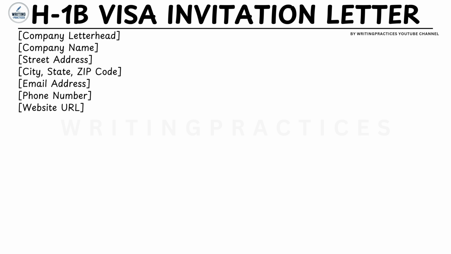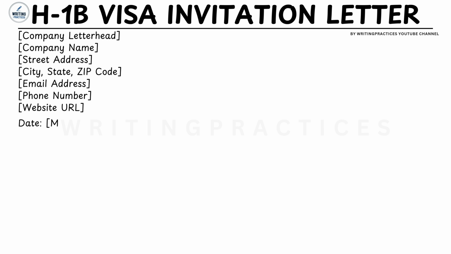For example, your header might look like this: Global Tech Solutions Inc., 123 Innovation Drive, Austin, Texas 78701, hr@globaltechsolutions.com, 512-555-0192, www.globaltechsolutions.com. Make sure this part looks polished, with the branding and formatting consistent with your company's usual communications.